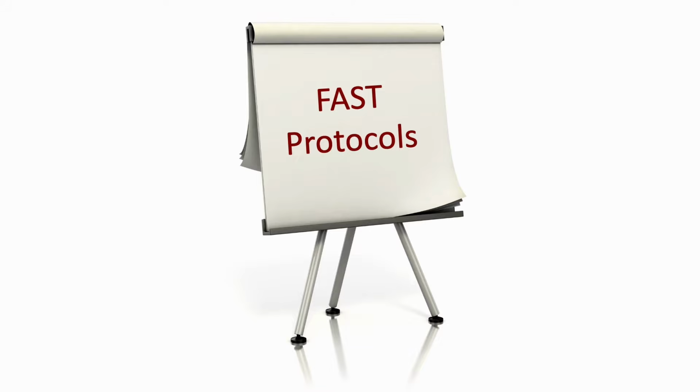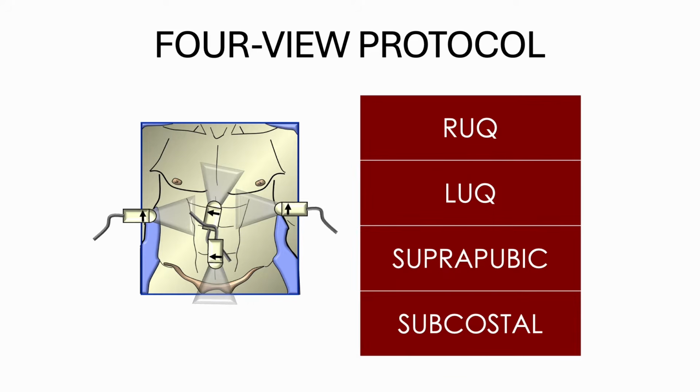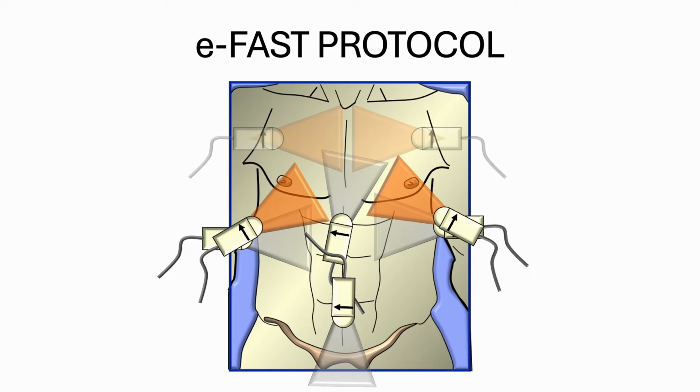Let's briefly discuss a couple of different protocols for the FAST scan. We have a 4-view protocol, which is the classic trauma FAST exam. The 4-view protocol is only an intra-abdominal evaluation, with imaging of the right upper quadrant, the left upper quadrant, the suprapubic space, and the subcostal cardiac view. In the EFAST, or extended FAST protocol, the examiner uses the 4 views of the traditional 4-view FAST exam, but also looks at each hemithorax for evidence of pneumothorax or hemothorax.